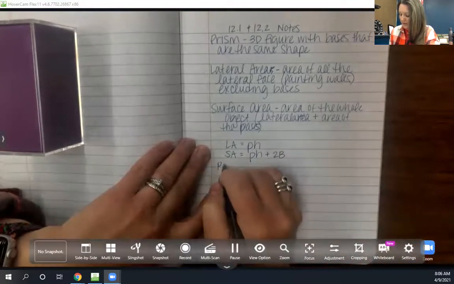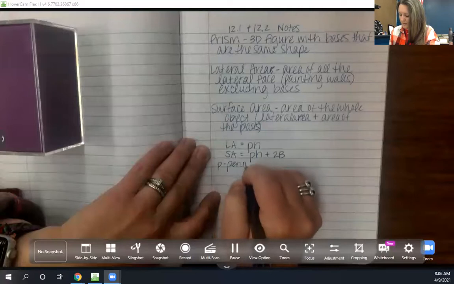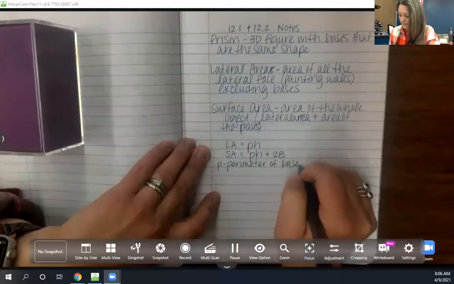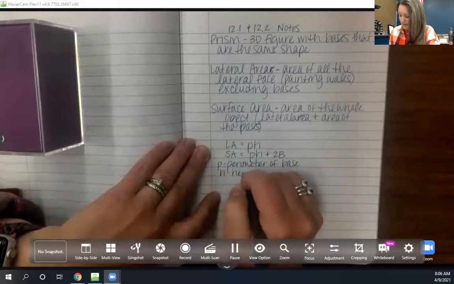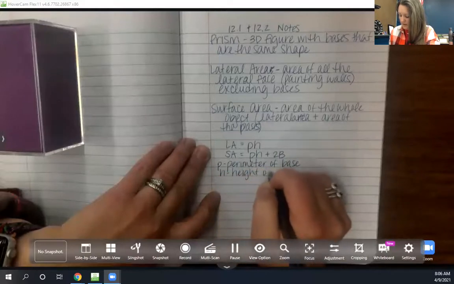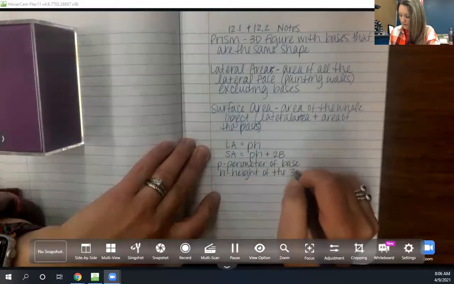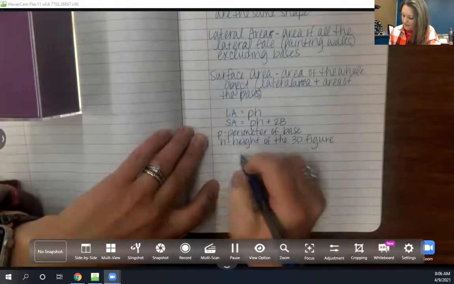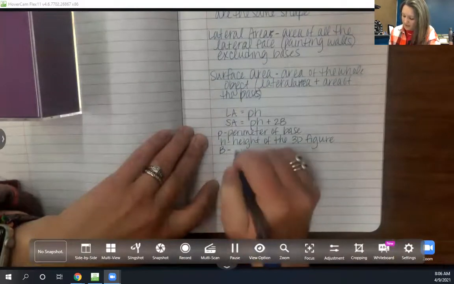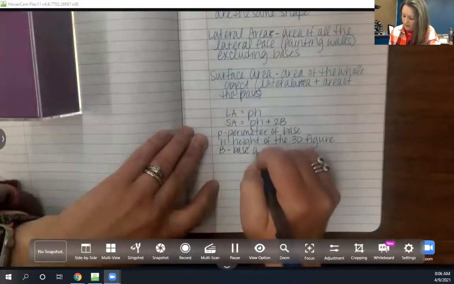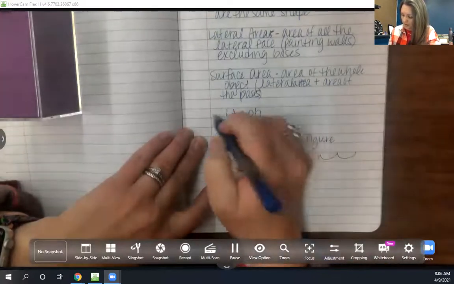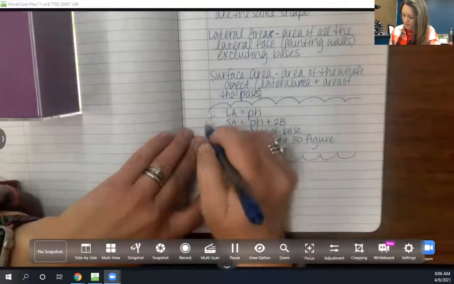So P here is the perimeter of the base. H is the height of the 3D figure. And then big B is called your base area. I'm going to put this in a cloud because this is super important, okay? Super.